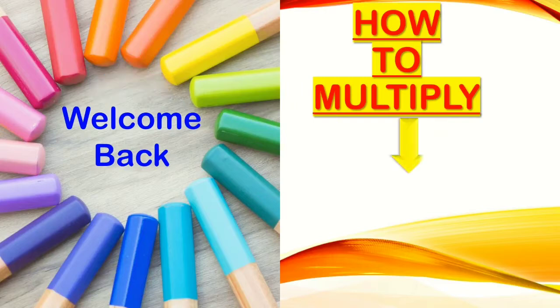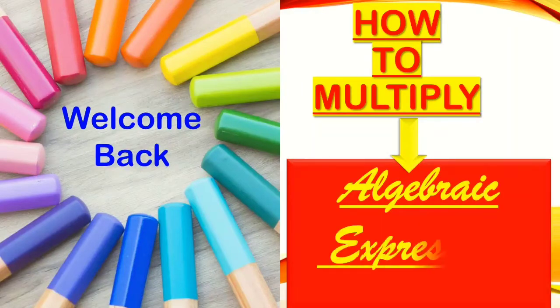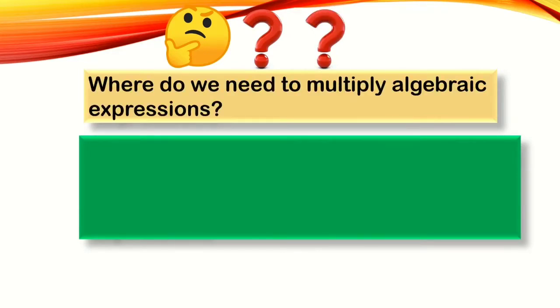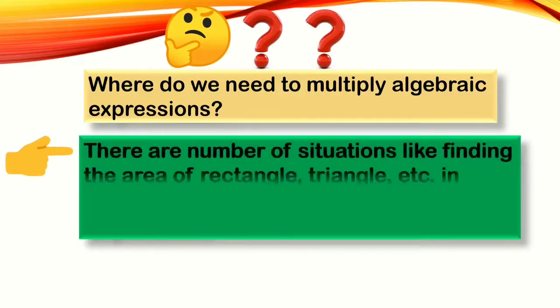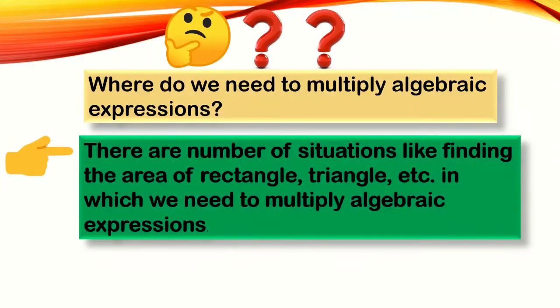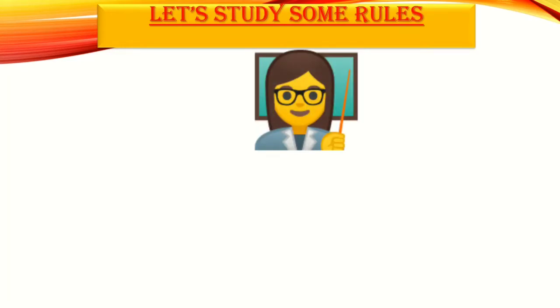Today we are going to learn how to multiply algebraic expressions. And I know the very obvious question that will come into your mind is where do we need to multiply algebraic expressions? So, the simplest answer to this question is there are a number of situations like finding the area of a rectangle or triangle, in which we need to multiply these expressions. And at times you will see that there are some situations like finding the volume of a cuboid or cube where you will need to use this concept. So let's study some rules before moving ahead.